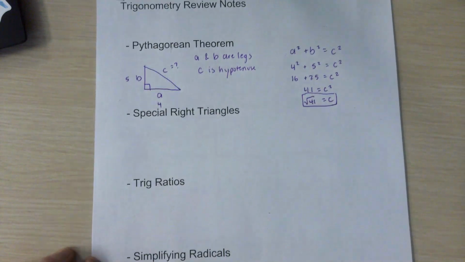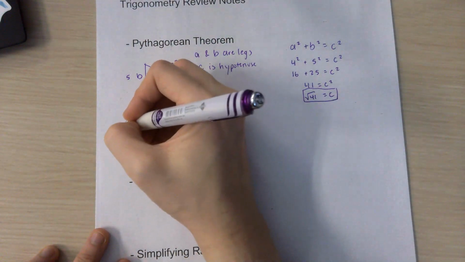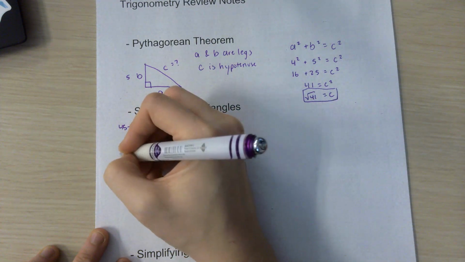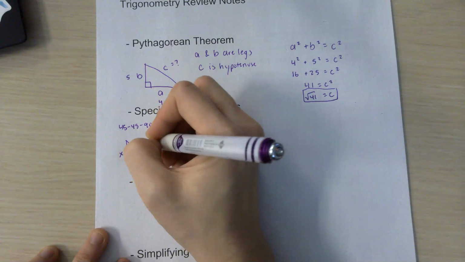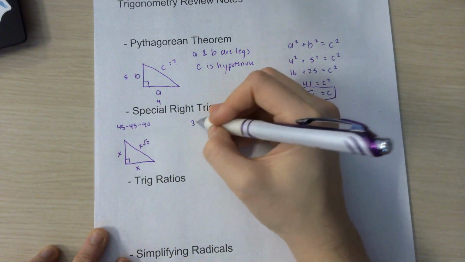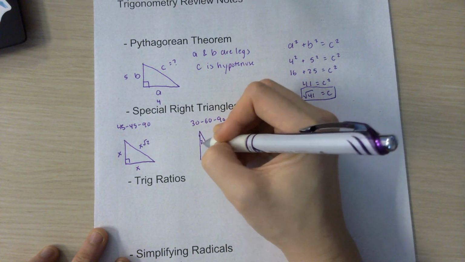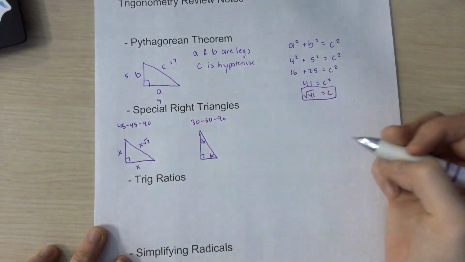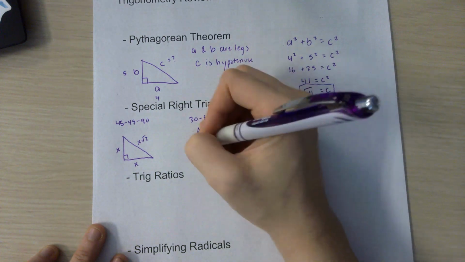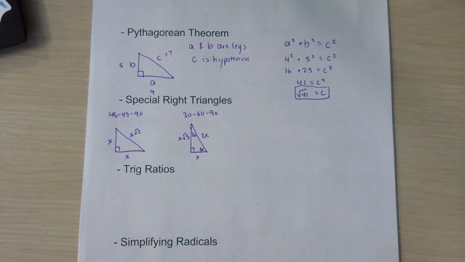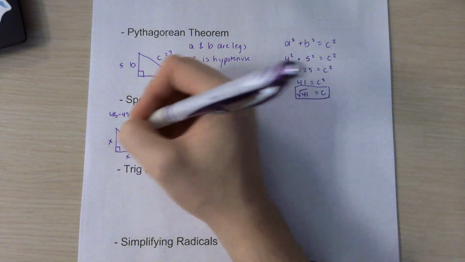Alright, special right triangles. So we have two special right triangles. We have the 45, 45, 90, with sides X, X, and X root 2. And then we have the 30, 60, 90, with 30, 60, then our right angle 90. And we have X, hypotenuse is 2X, X root 3. So if I give you one side and two of the angles, which is usually going to be one of the 90-degree angles, then you should be able to solve for the other two sides.